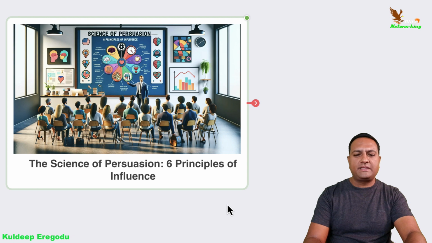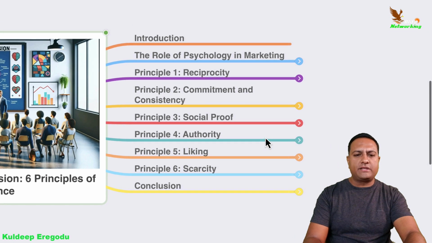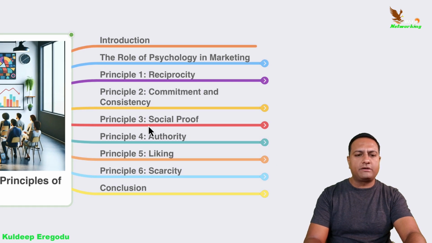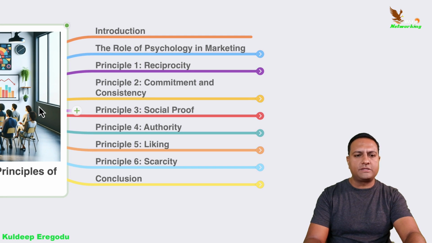So with that, let us quickly jump into the mind map and decode. The science of persuasion, the six principles of influence. Now, what are we covering today? The introductory part I have already briefly given you. Once again, I'll just introduce this particular principle.